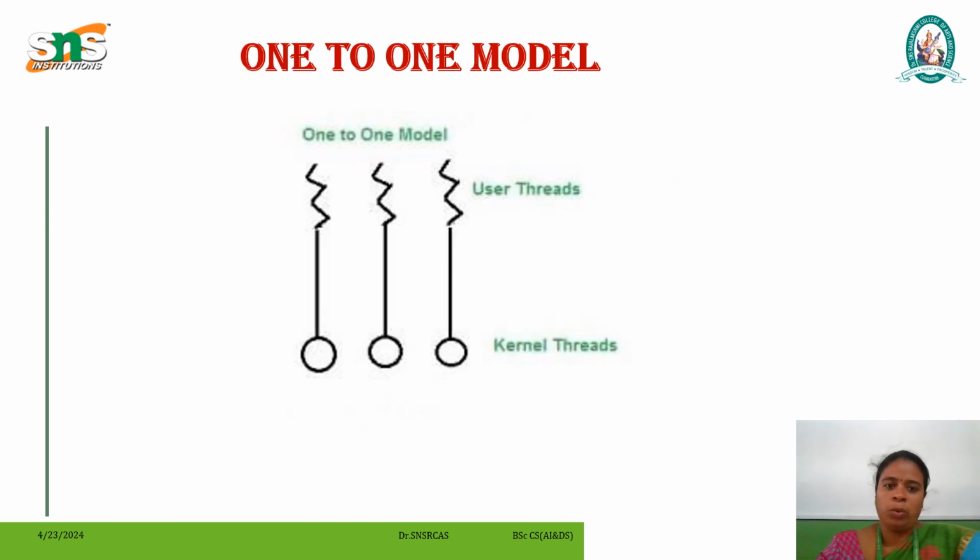Next one, one-to-one model. In this model, there is a one-to-one relationship between the kernel and the user thread. In this model, multiple threads can run on multiple processors. The problem with this model is that creating a user thread requires creating the corresponding kernel thread. As each user thread connects to a different kernel thread, if any user thread makes a blocking system call, the other user threads won't be blocked.